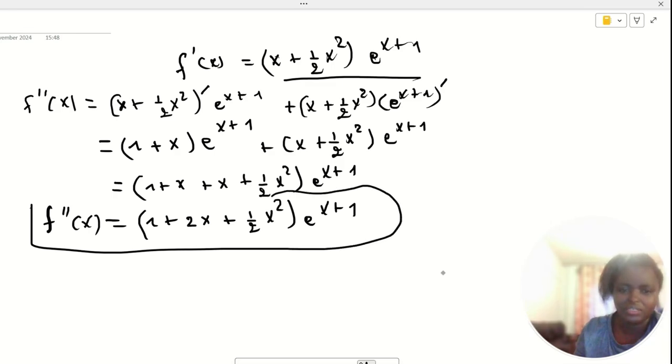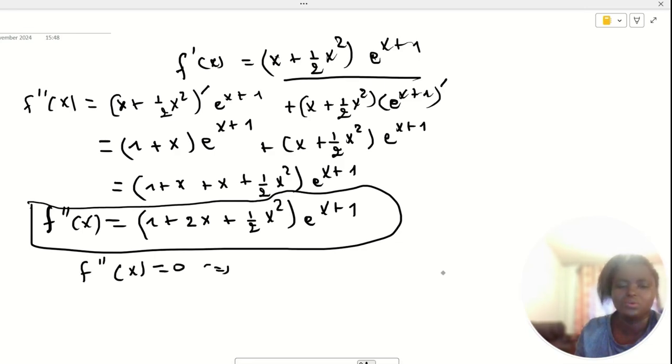And we need to find the critical points also from the second derivative. We need to solve f''(x) equal to 0. When is it equal to 0? It is equal to 0 if 1 + 2x + 1/2 x² is equal to 0. This is a quadratic function, so x should be equal to minus b plus or minus the square root of the discriminant over 2a.